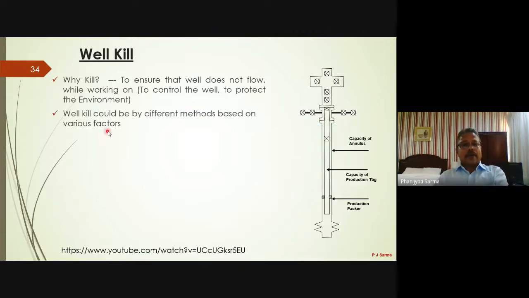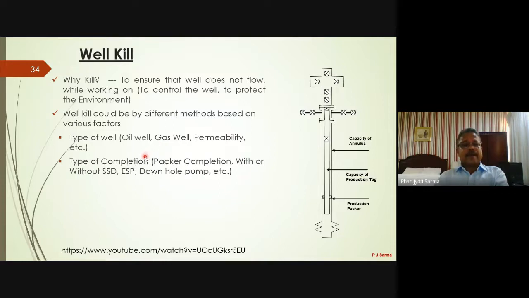So well kill could be done by different methods, depending on various factors. What kind of well is it, an oil well or a gas well, and how is the permeability? If the permeability is very good, as in a gas well, straight bullheading could be the option. But if it is an oil well, the permeability is not good, and the oil is viscous, then this needs a circulating kill, a circulation process. And it also depends on the type of completion we have.